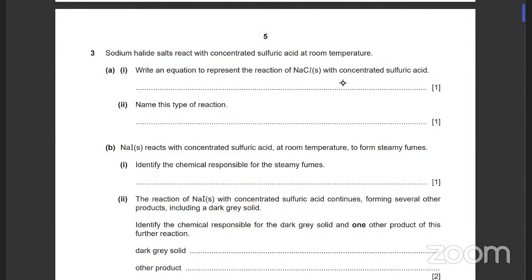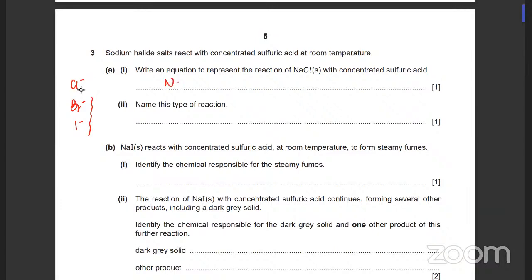Write an equation to represent the reaction of NaCl with concentrated sulfuric acid. So this is about the halide ions being good reducing agents. Remember, the bottom 2 are really good reducing agents. They like to lose electrons because iodine is a bigger atom. Its nucleus is shielded, so it's not very strongly attracting its outer electrons. So it very easily loses electrons, but Cl-1 does not.